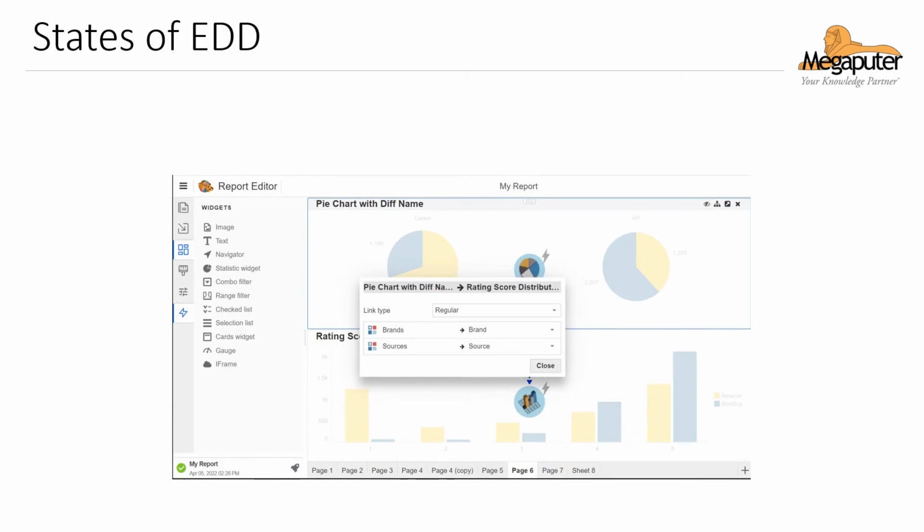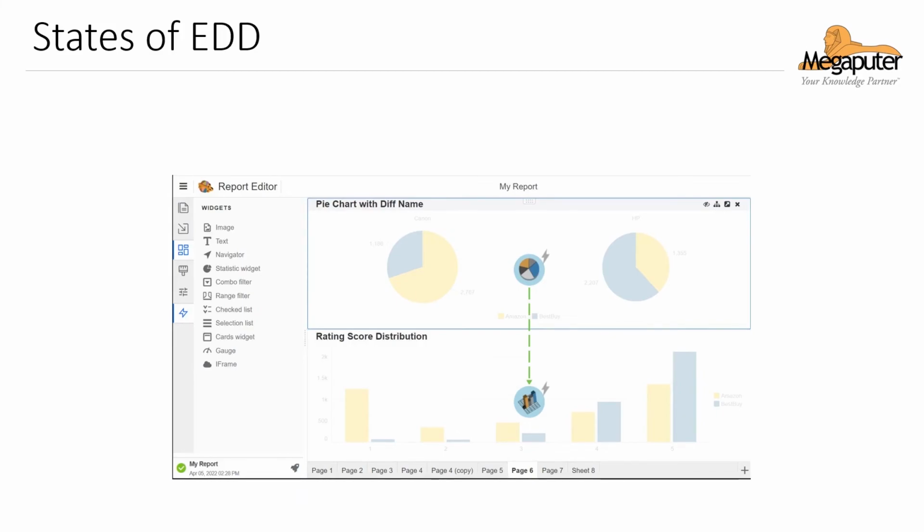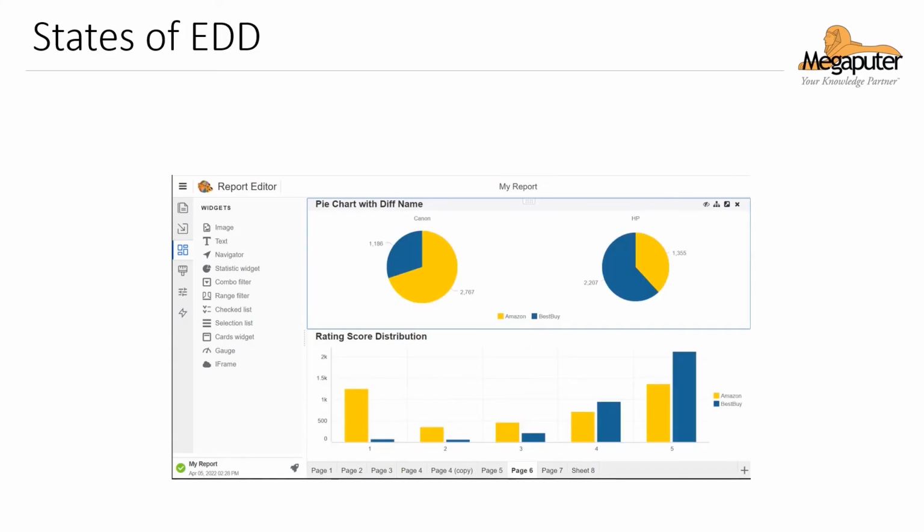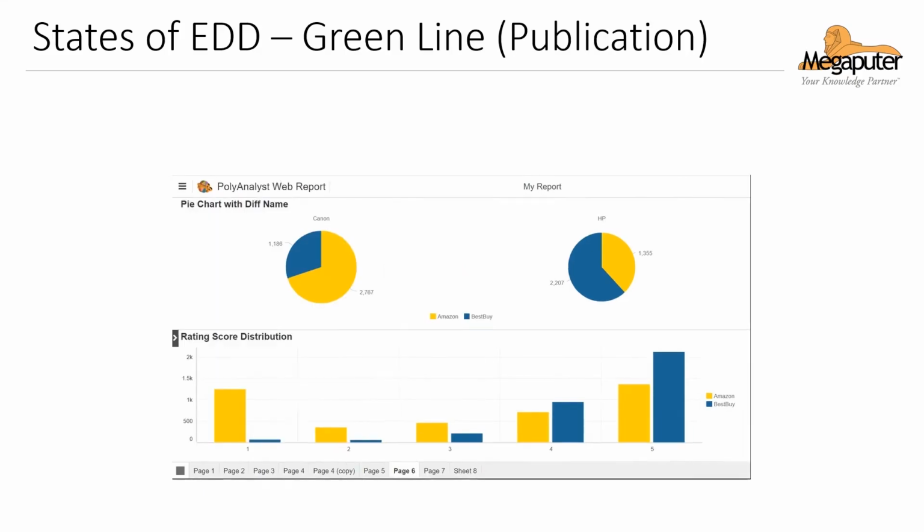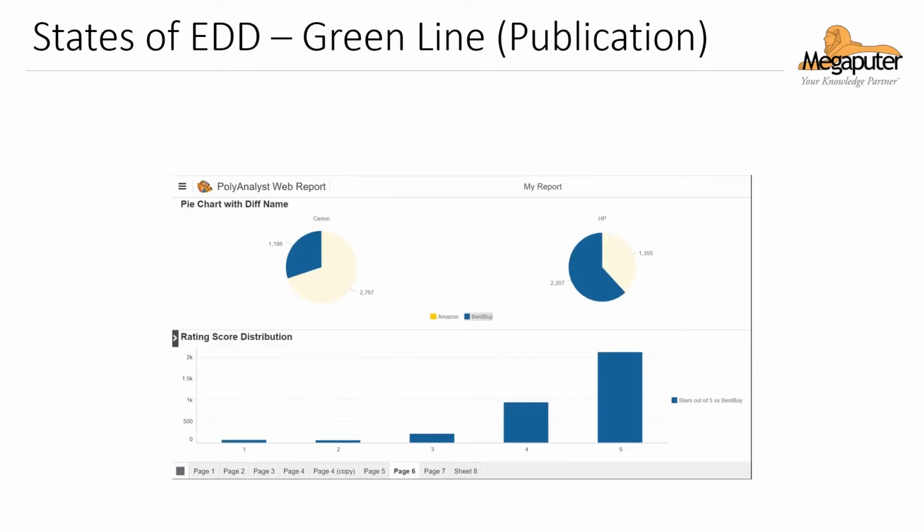We now close, and we see that the connection between the components is green. We can next exit EDD mode, and then we can republish the report with our EDD changes. When we open the report publication and make filtering selections, we now see that our charts interact with each other as expected.